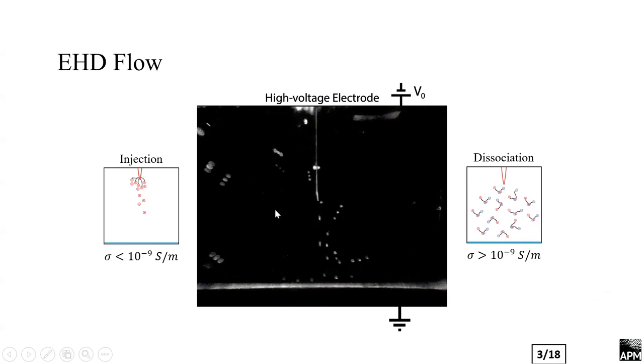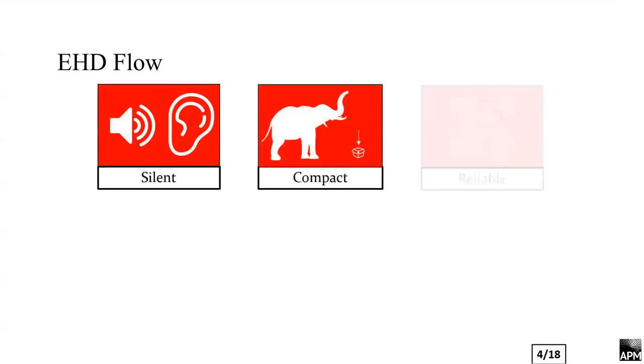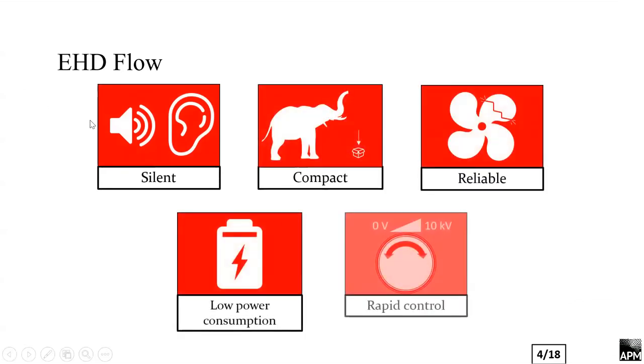And this EHD, electrohydrodynamic flow, has a lot of advantages. First of all, it has no moving parts, so it is silent and nothing will break. Moreover, the devices designed with the help of EHD will be very small because it's just an electrode system. And even though we use a high voltage, something like kilovolts, the electric current is very, very small and the power consumption is very small. And we can easily change the EHD flow just by changing the voltage.